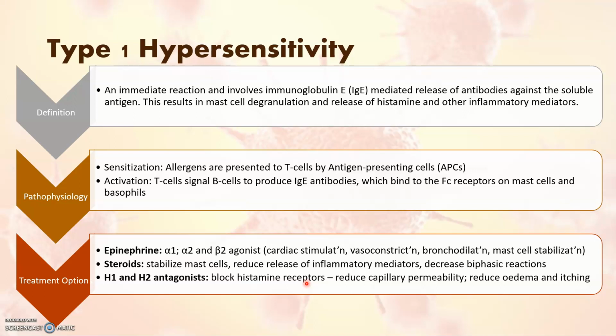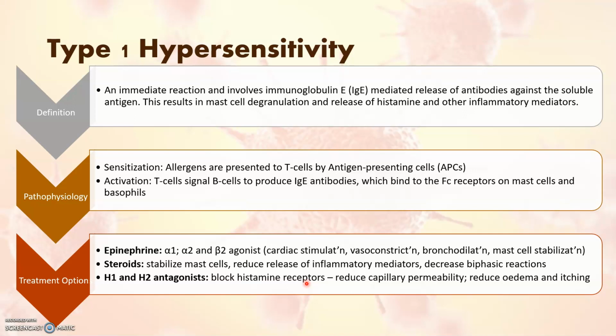The type 1 hypersensitivity actually has 2 stages. The initial or sensitization phase occurs with first exposure to the allergen. The allergen at this point is presented to T cells by antigen presenting cells, and the T cells produce IgE, which then adhere to the surface of mast cells and basophils.